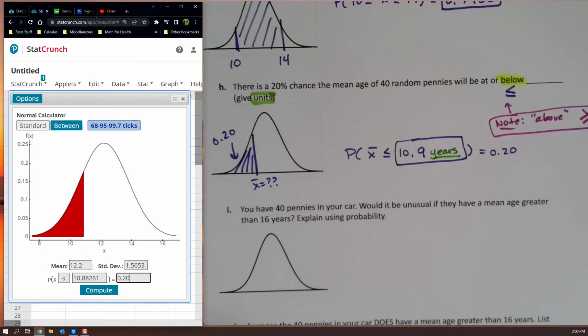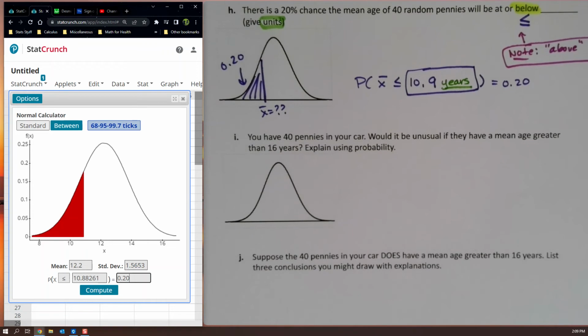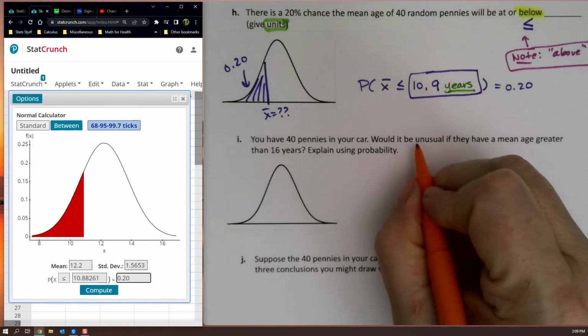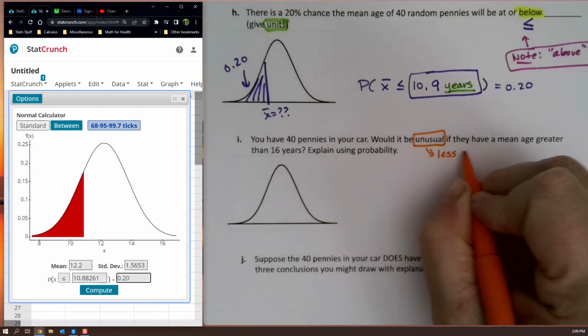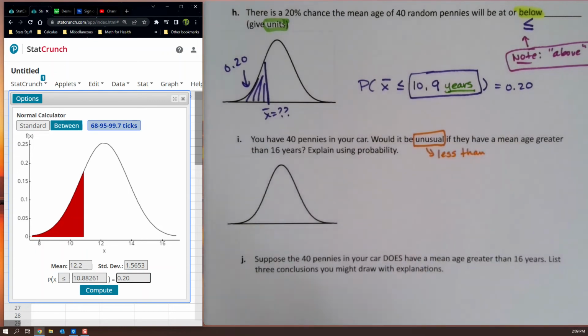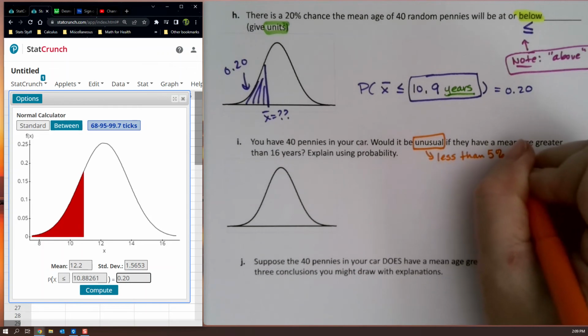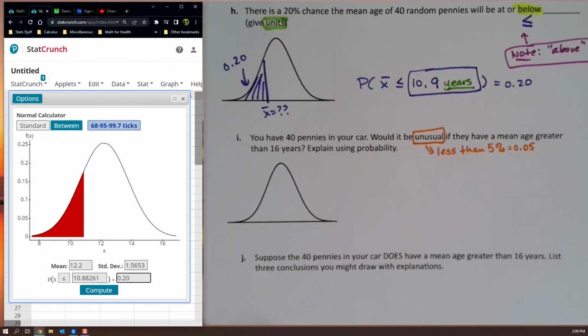Now, you have 40 pennies in your car. Would it be unusual if they had a mean age greater than 16 years? Explain using probability. First of all, unusual is a specific definition that we've run into several times. For right now, our definition is what it has been since chapter 3, which is less than 5%, which is 0.05. That's our threshold for unusual.